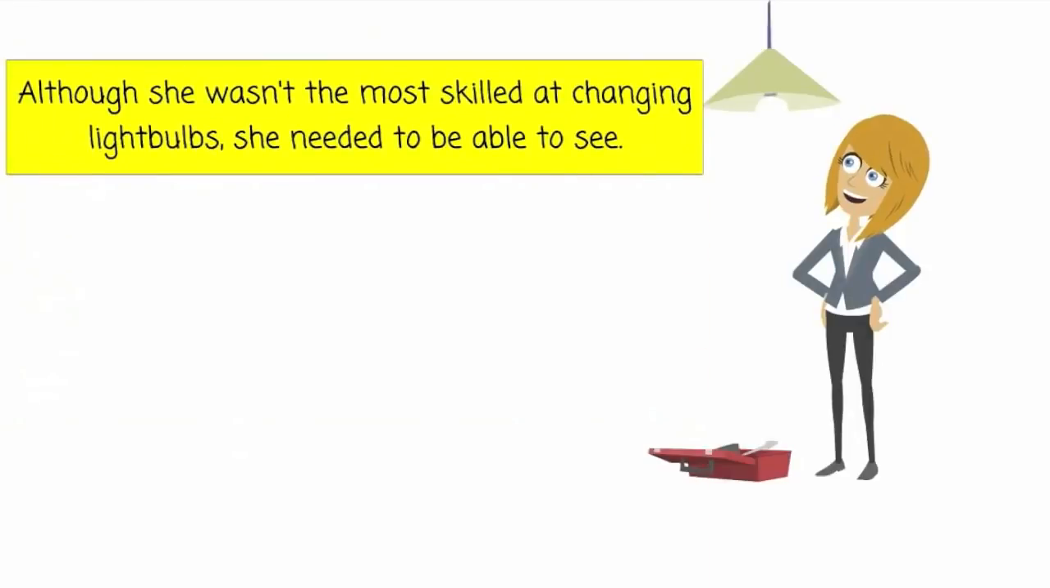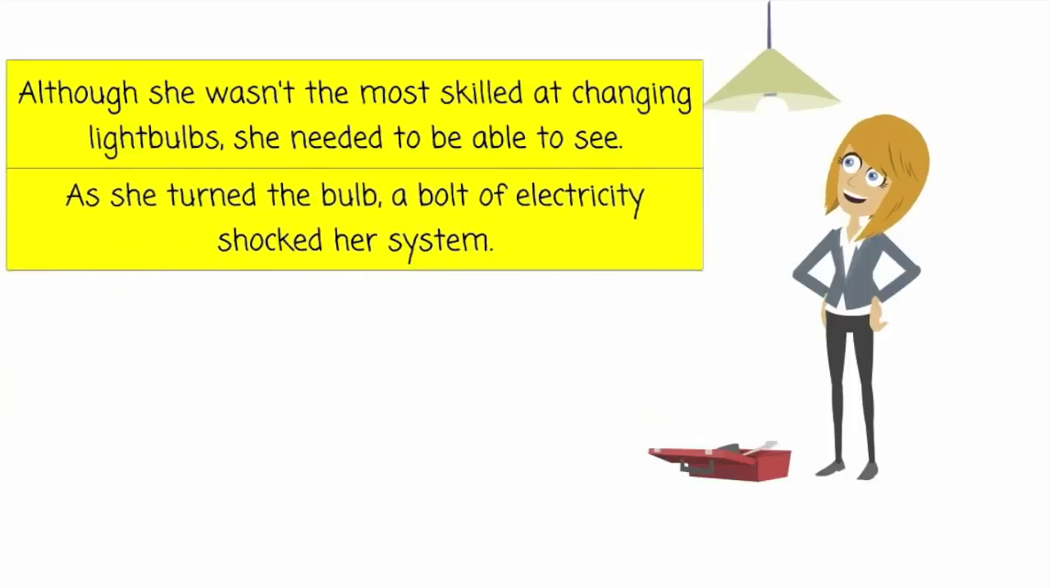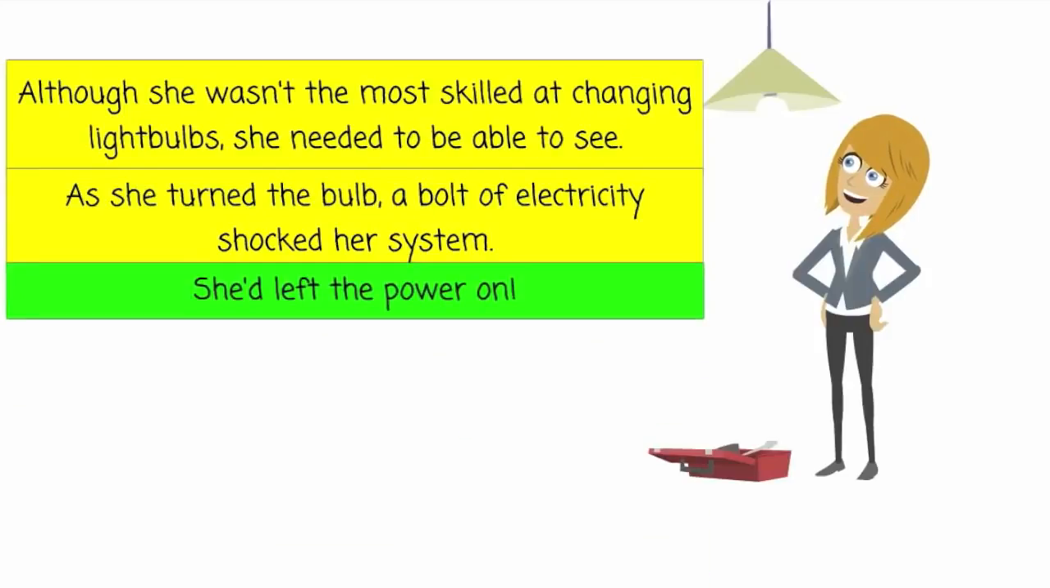If we go through them one by one, so I started with a complex sentence, starting with a conjunction. Although she wasn't the most skilled at changing light bulbs, comma, she needed to be able to see, and then a full stop at the end. That was followed by another complex sentence. As she turned the bulb, comma, a bolt of electricity shocked her system. So two separate pieces of information split with a comma, started with a conjunction.